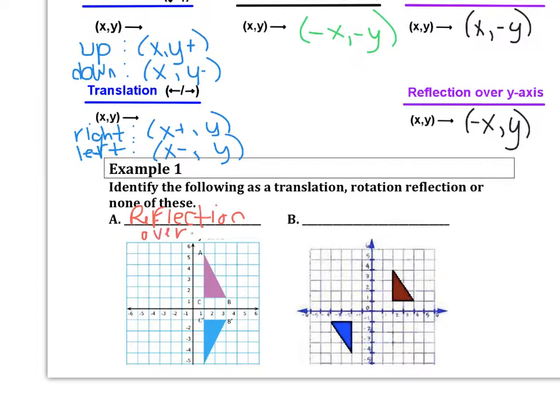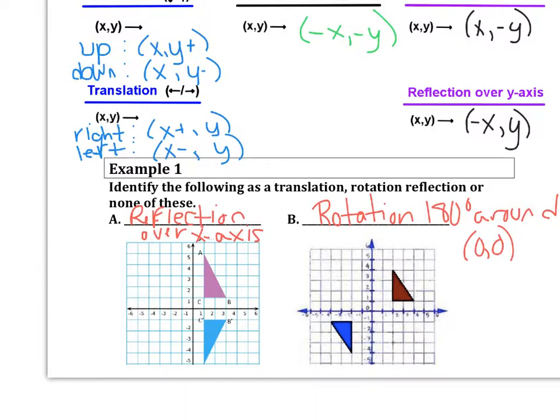We'll say over x-axis. And then in the second one, we can see that the figure started in quadrant 1, completely flipped and turned upside down, and ended up in quadrant 3. So this would be considered a rotation, and it was 180 degrees around the origin, or 0, 0.